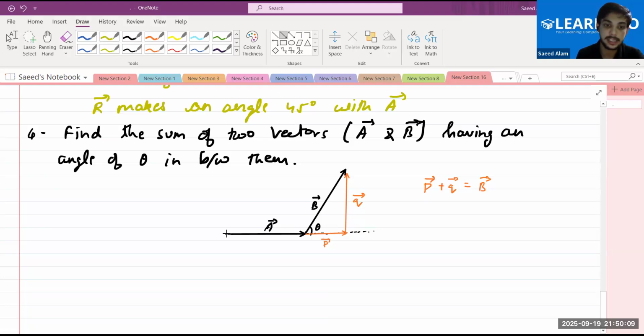Now we are going to find the resultant. For the resultant, you will say to join the tail of A with the head of B, then only can you find the resultant. I'll say yes, you are right. So this will be R. What will the magnitude of P be equal to, in terms of B and theta? B cos theta. Yes, you are right. And what will Q be equal to? B times sine theta.